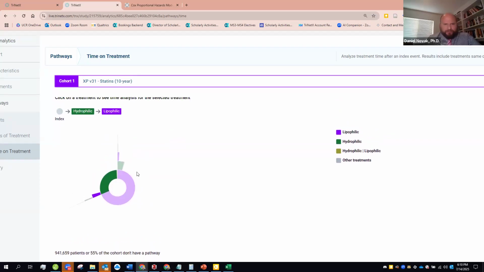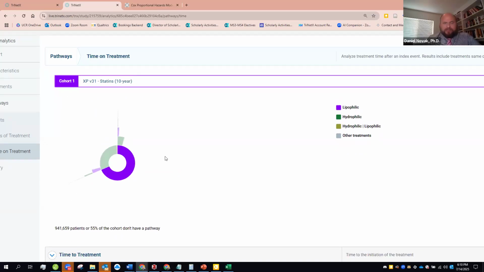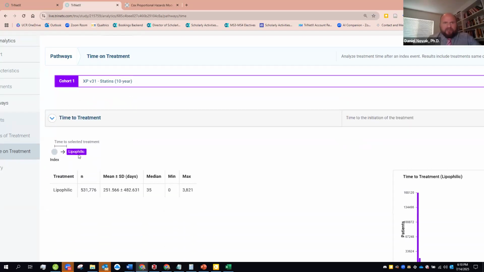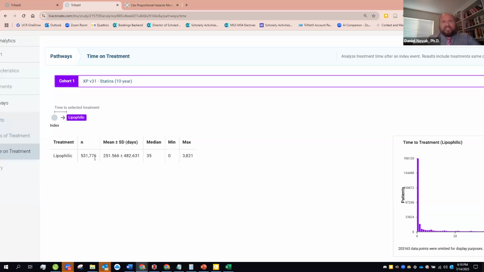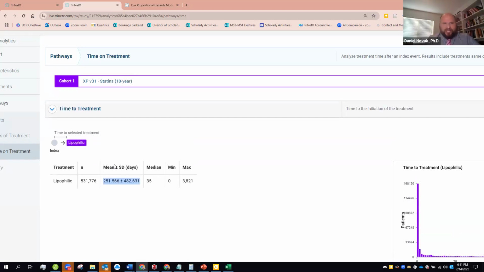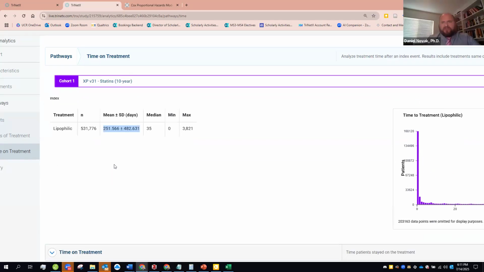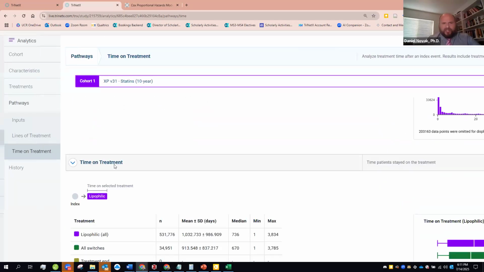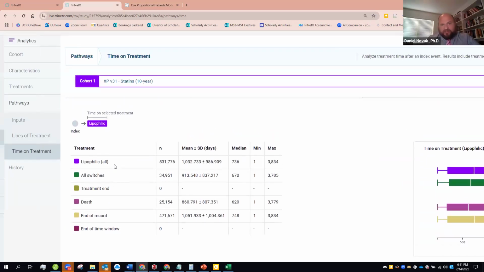Now, when you do that, I'm going to switch over here and look at people who had all the lipophilic statins. You can see down here, it'll tell you your time to selected treatment. So this is about how long between the time that people entered the study and the time they were first prescribed that medication, about how many months or years it goes on before they get that treatment. So that can be really useful depending on the kind of study you're working on. But the time on treatment can be very valuable as well.